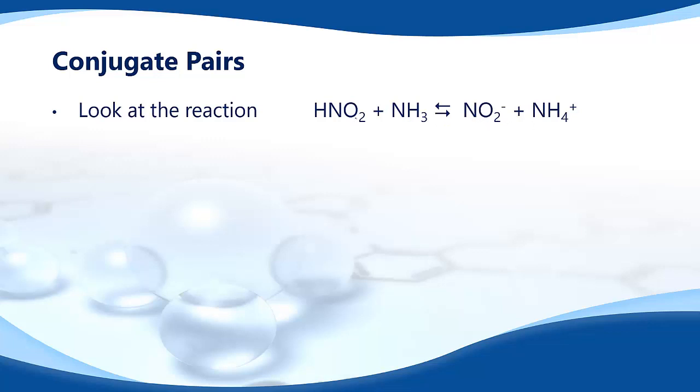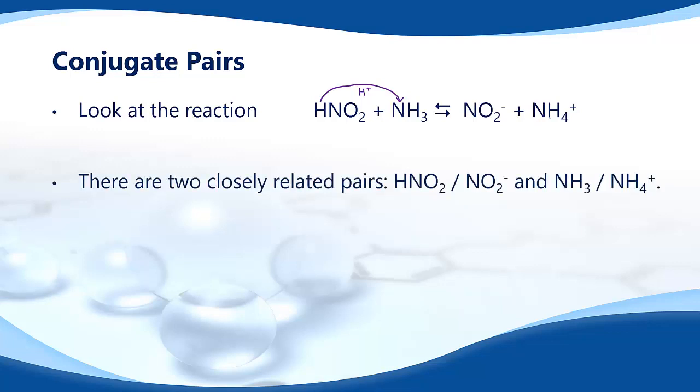All right, so if we look at this reaction, I'm actually going to draw out what happens. This hydrogen will travel over here. Right, so HNO2, the H comes over to the nitrogen. That leaves us with NO2 minus as a product, and NH4 plus as the other product. Now what we can do is we can divide this into two relatively related pairs.